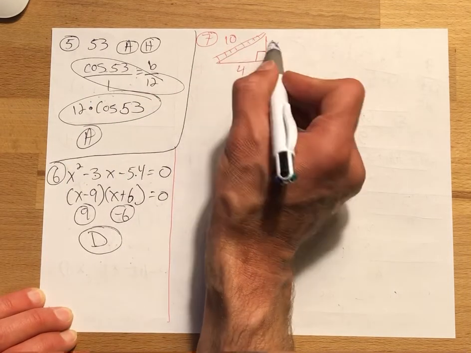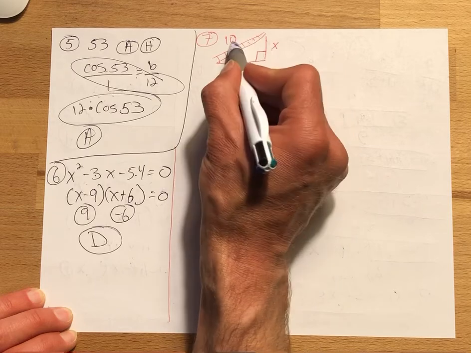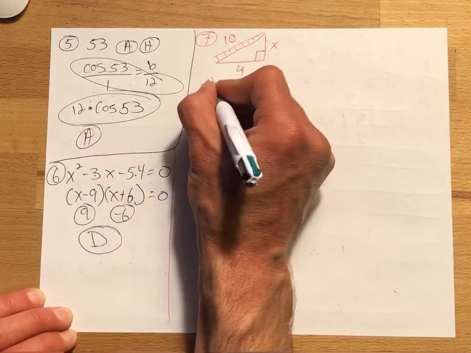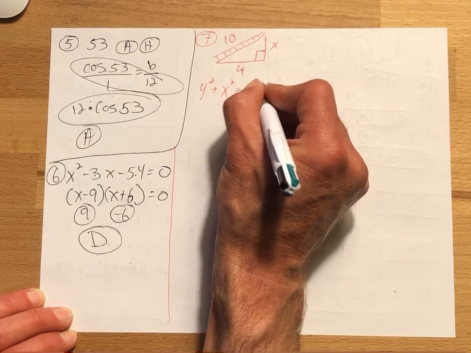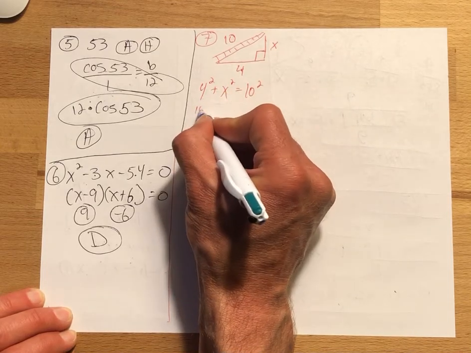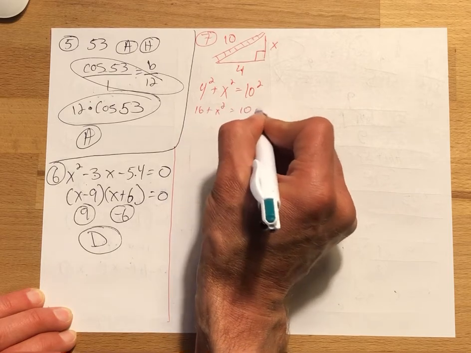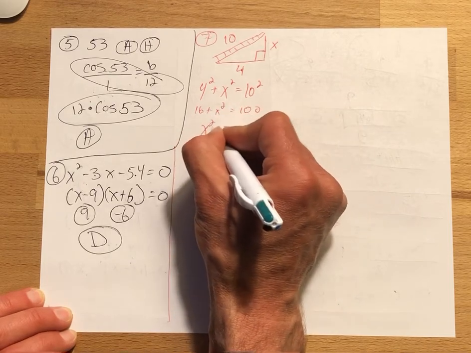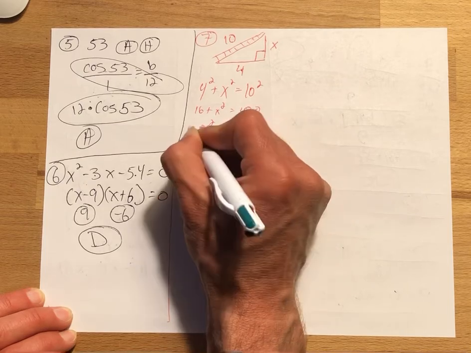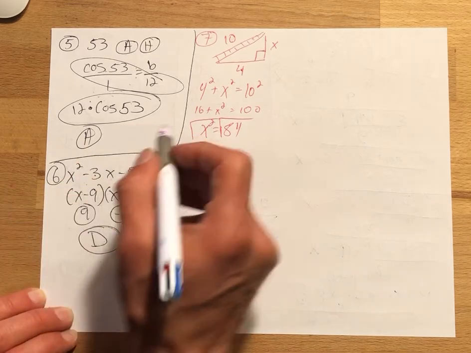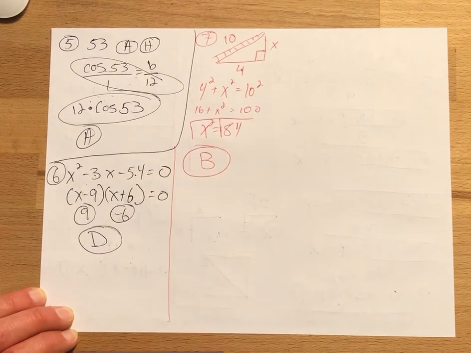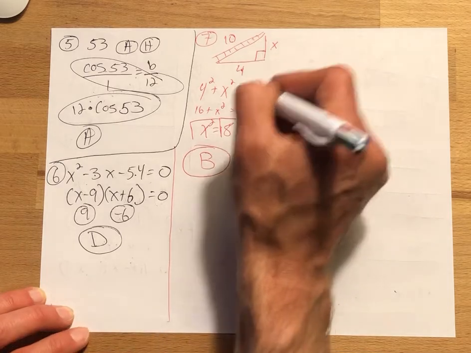So this is going to be a squared plus b squared equals c squared. Basic right triangle. 4 squared plus x squared equals 10 squared. So it's going to be 16 plus x squared equals 100. And I'm going to subtract 16, so I'm going to get x squared equals 84. And then I'm going to square root both sides. So the square root of 84 is going to give me 9.1. So about 9 feet. That's number 7.